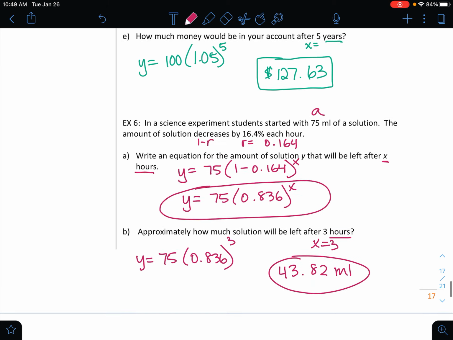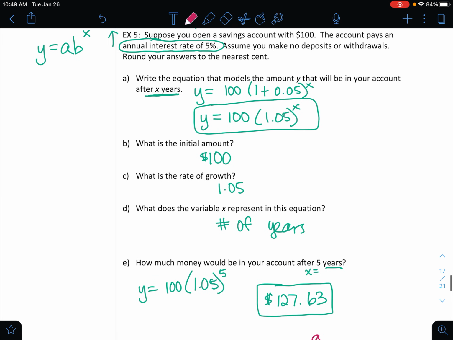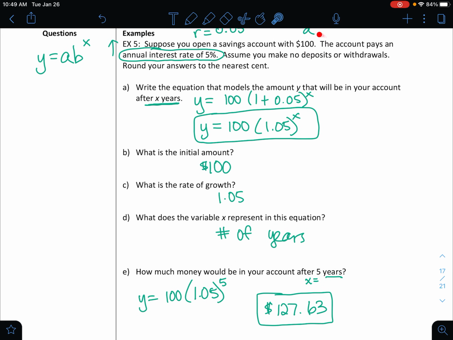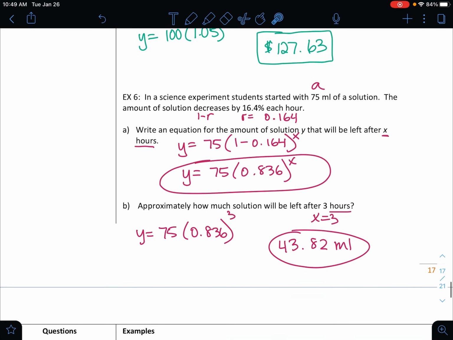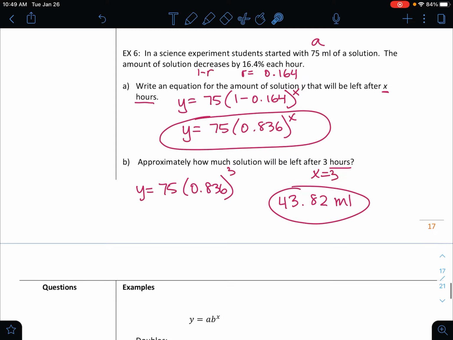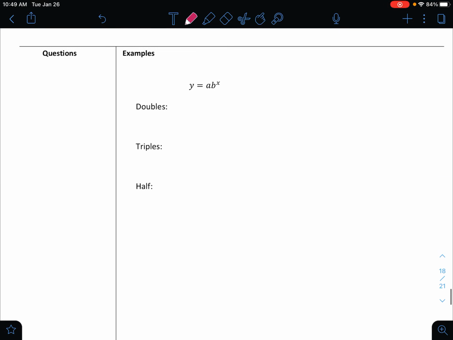Okay, a couple of things I want you to pay attention to. If it's a growth problem, like the first one, my initial value of 100 should be smaller than the answer. So if it's growing, I should get a bigger number than I started with, 127. Number 6, it was decreasing. So I started with 75, it went down to 43. Okay, so it's going in the correct direction. And if it's not going in that correct direction, something's going on with your 1 plus or 1 minus r. So that might be something to go back and check on.